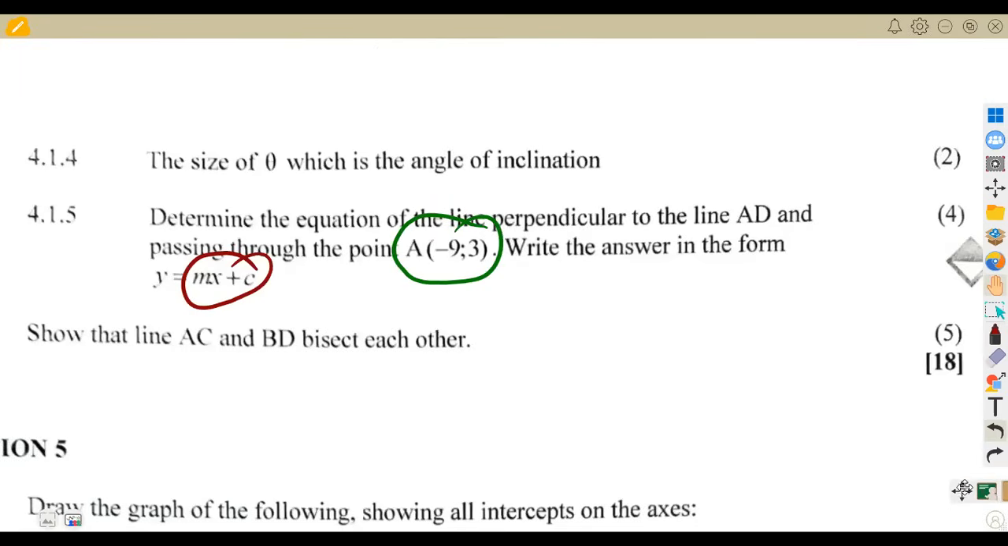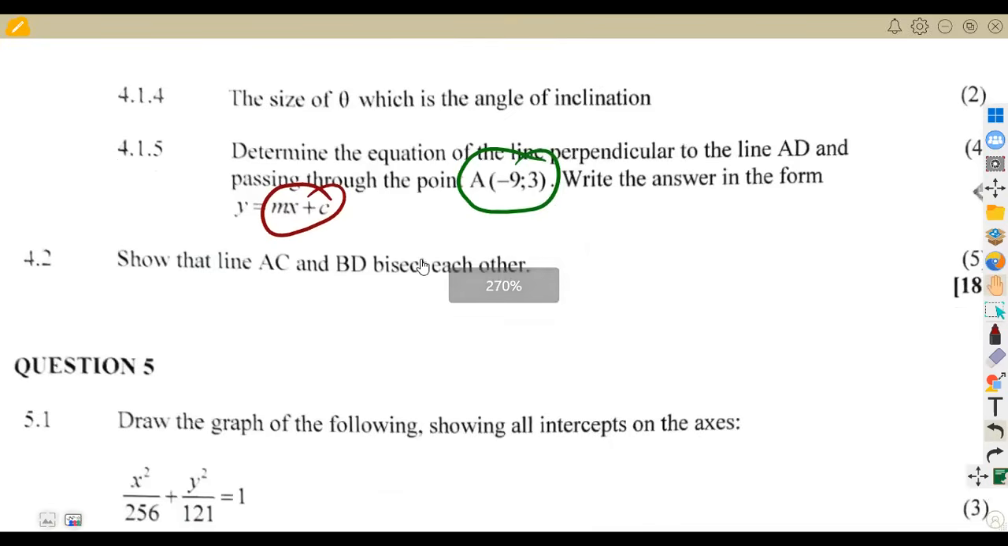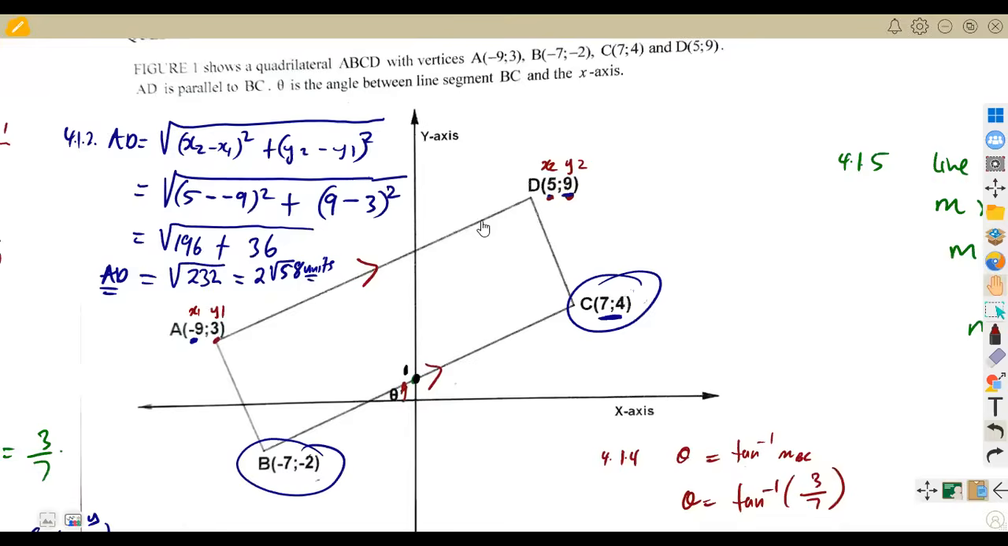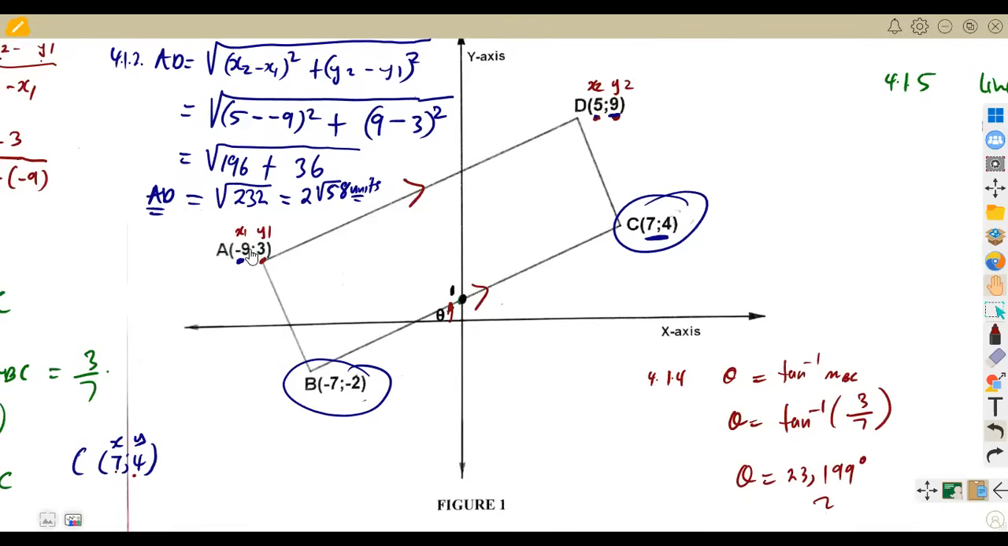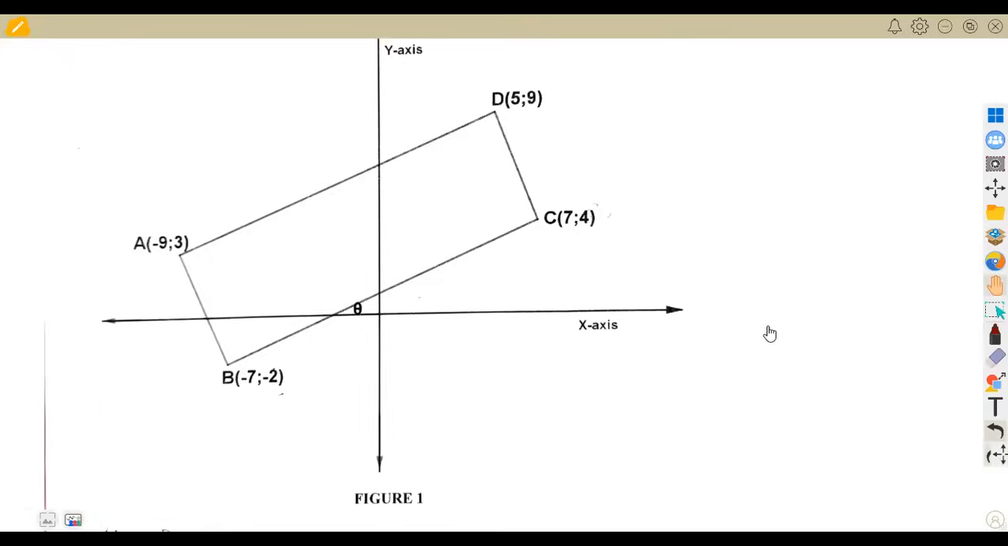All right, then on question number 4.2, they are saying show that line AC and BD bisect each other. Let us have our statement again. This is a straightforward question. This information is not even necessary. Let me remove this whole part here so that we have our question properly.